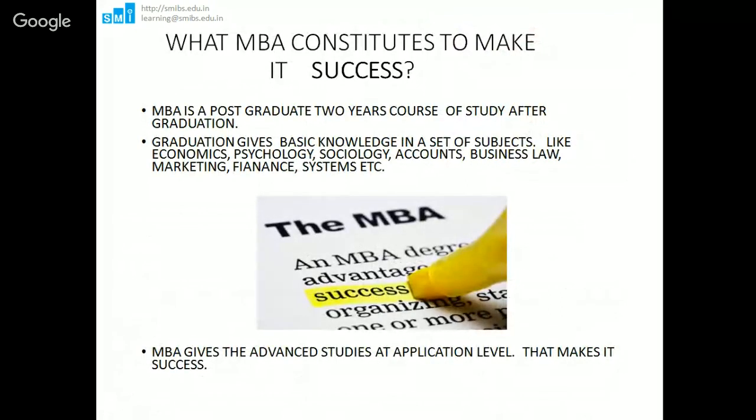What does MBA constitute to make it a success? MBA is a postgraduate two-year course of study after graduation. At graduation level, he gets the basic knowledge in a set of subjects like economics, psychology, sociology, accounts, business law, marketing, finance, and systems, and several other things. Whereas MBA gives the advanced studies at the application level, that is the implementable level, that makes it a success.